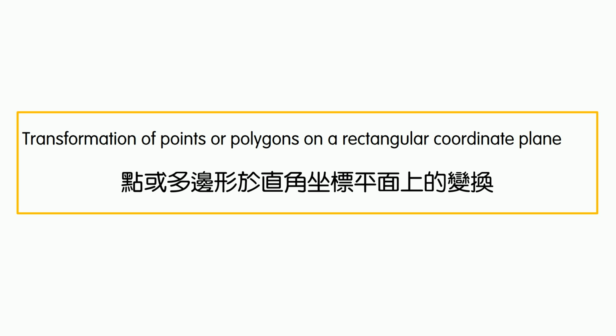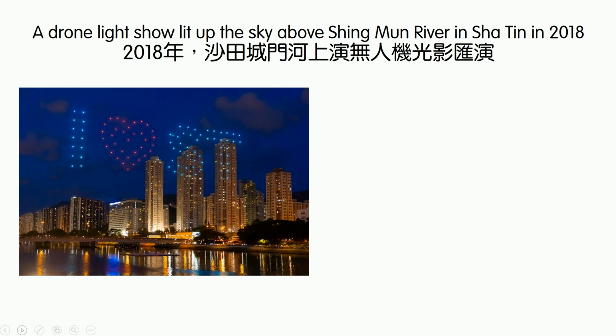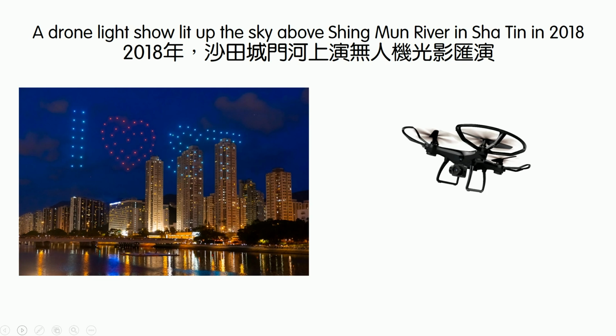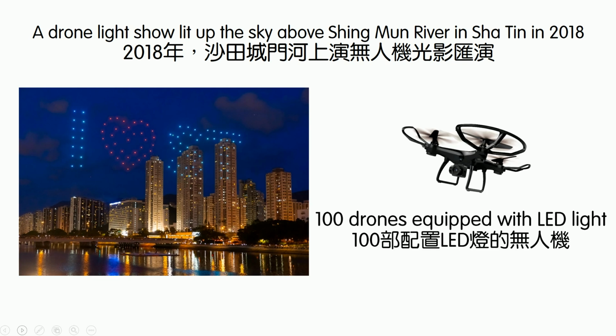Here is a daily life example. In 2018, there was a drone light show in Shatin. On that day, there were 100 drones equipped with LED lights. They lined up to form patterns in the sky like this. If you want to review the show, you can search for it on the internet.